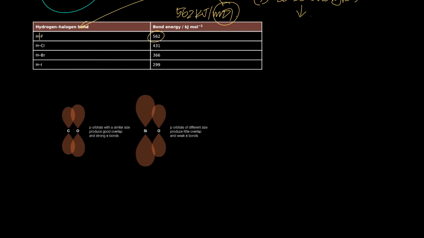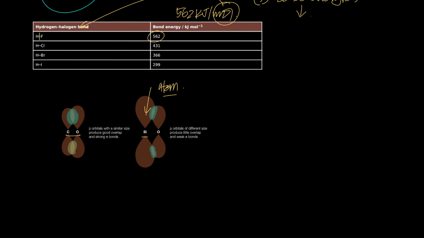I don't have the exact diagram for HF or what, but the larger the atom that you have, the silicon atom is much larger than the O atom. C and O are smaller atoms compared to the silicon atom. If the silicon atom is larger, the orbital overlap is smaller. In CO's case the orbital overlap is larger, but in SiO's case the orbital overlap is smaller. We know the p orbitals of different size produce little overlap.